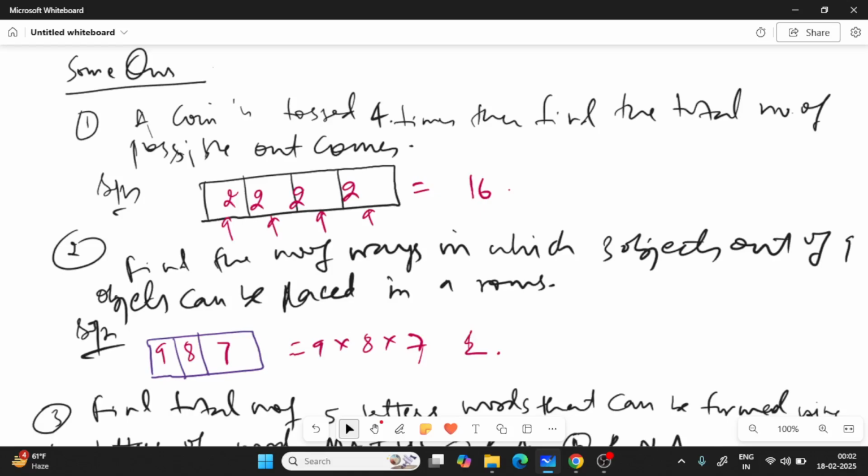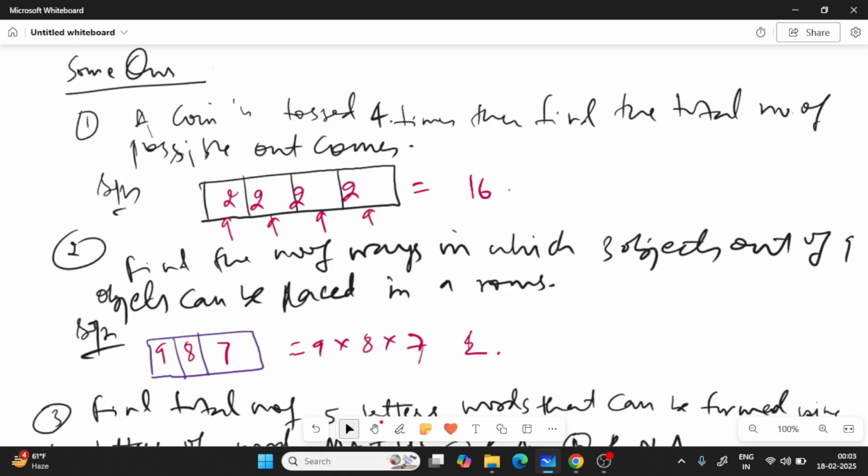Today I am going to solve some of the questions related to permutation and combination, and these are related to the basic principle of counting, that is the addition and multiplication principle. When all the works have to be done or completed simultaneously, then what we do is multiply all the different possible ways.